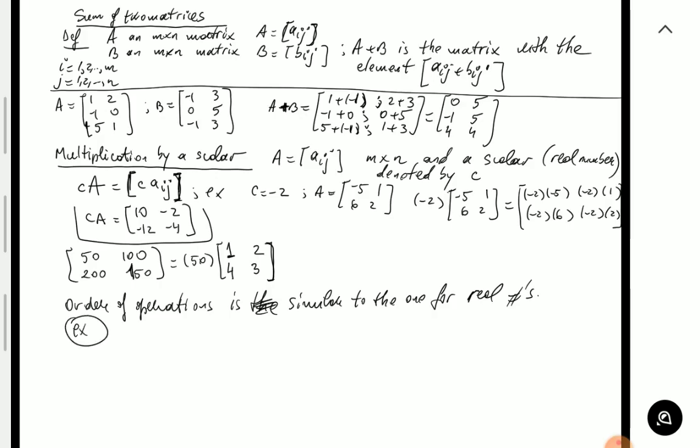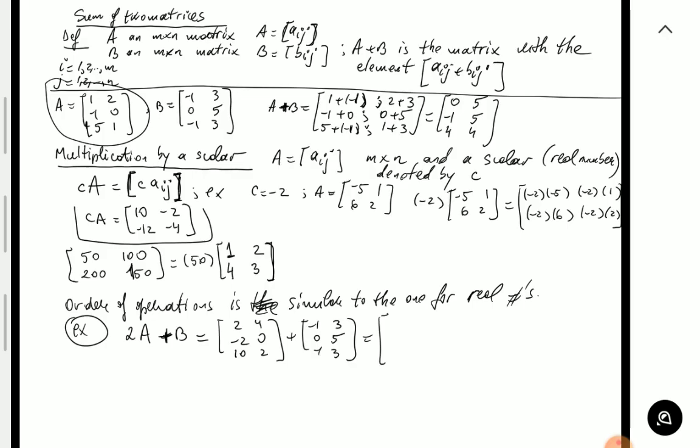So as an example, with the matrices on the top here, let's say I want to compute 2A plus B. Now 2A is a scalar multiplication. So look at matrix A first. That gives me 2, 4, -2, 0, 10, and 2. So you do that first. And then you do the matrix addition with B, which is -1, 3, 0, 5, -1, 3. And so when you add together, then you have 2 minus 1, which is 1, 4 plus 3, 7, -2 plus 0, 0 plus 5. And then finally 10 minus 1, which is 9, and then 2 plus 3, which is 5. So the order of operation is the one you would expect for real numbers.